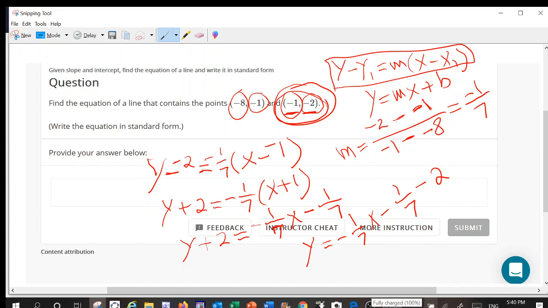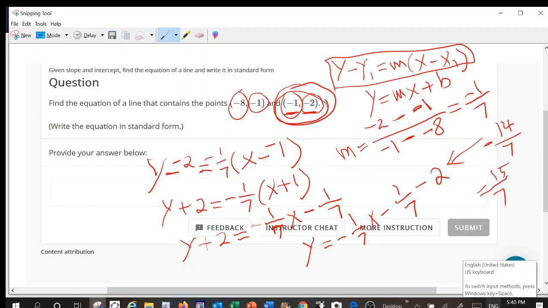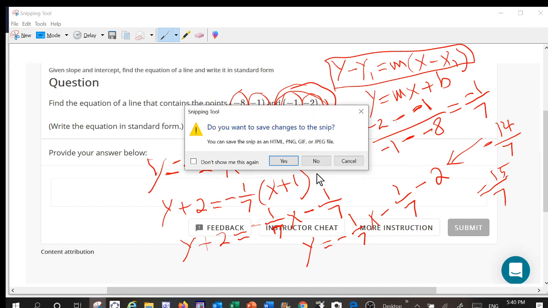Now, minus 2 with the denominator of 7 would be minus 14 over 7. So minus 1 over 7 minus 14 over 7 is minus 15 over 7, right? And that's the answer.